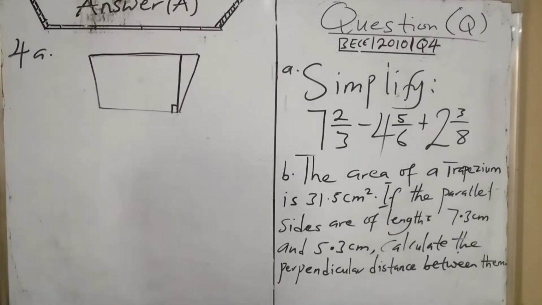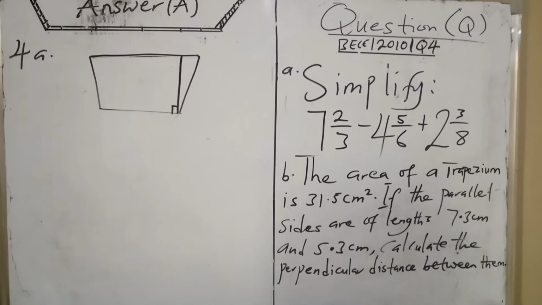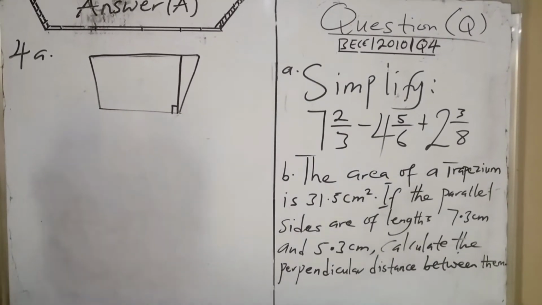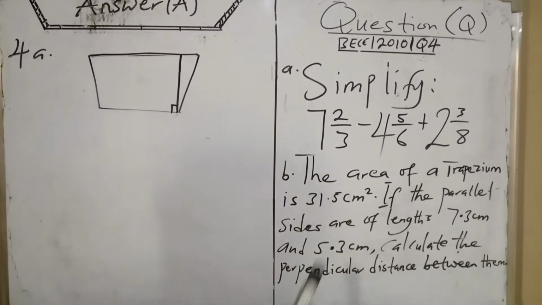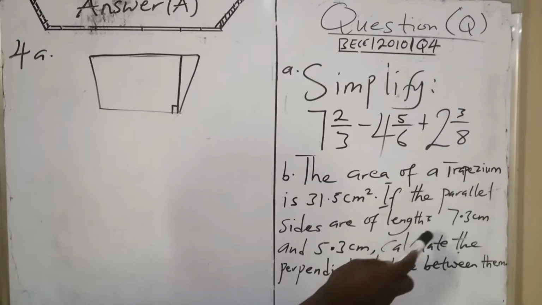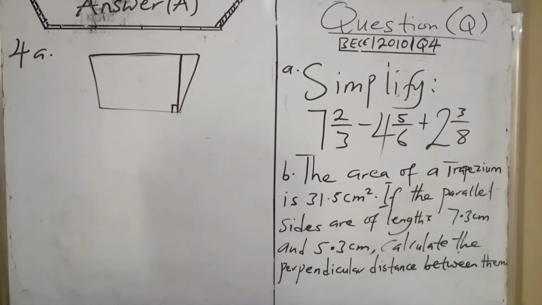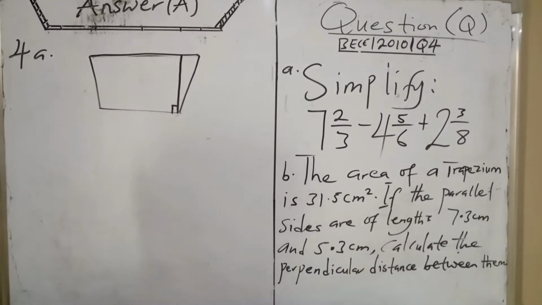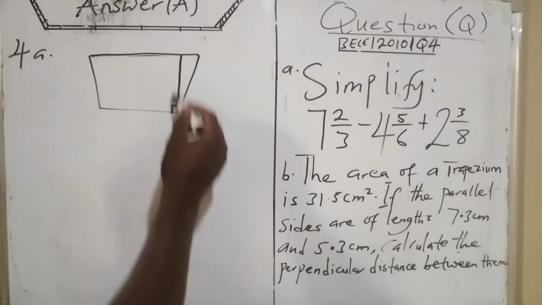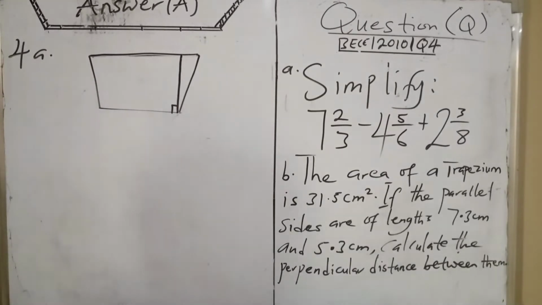Now in the second part of the question, which is question 4b, we are told that the area of a trapezium is 31.5 centimeters squared, and the parallel sides are of length 7.3 centimeters and 5.3 centimeters. Calculate the perpendicular distance between them. Invariably they are asking us to find the height of the trapezium.